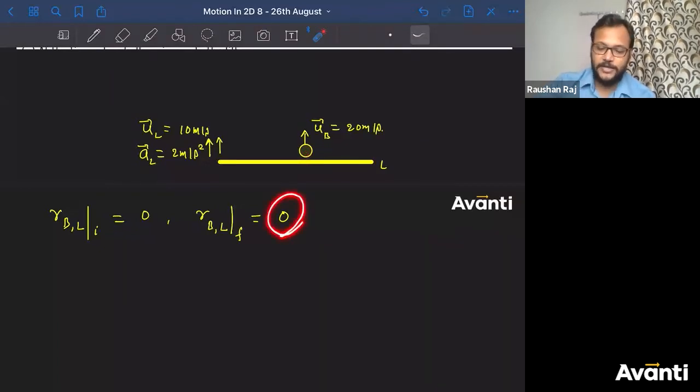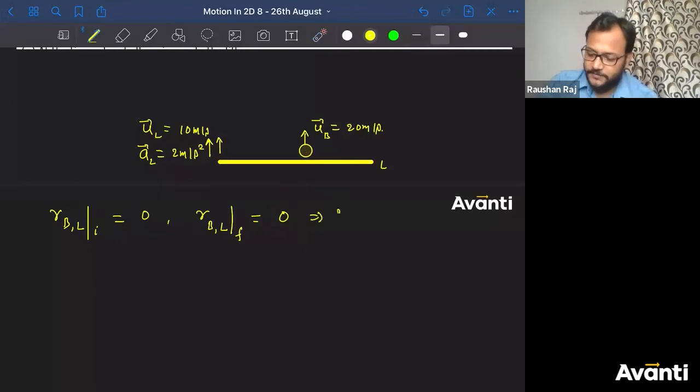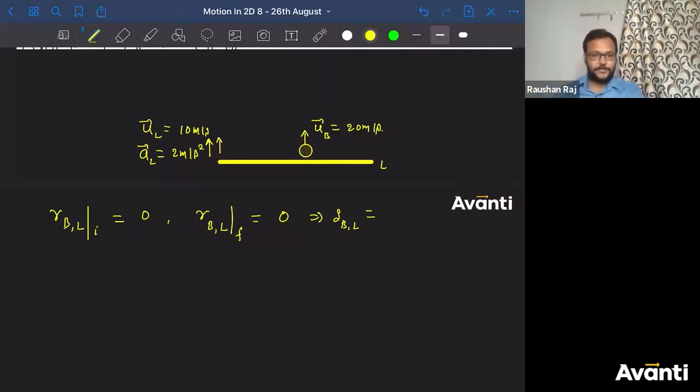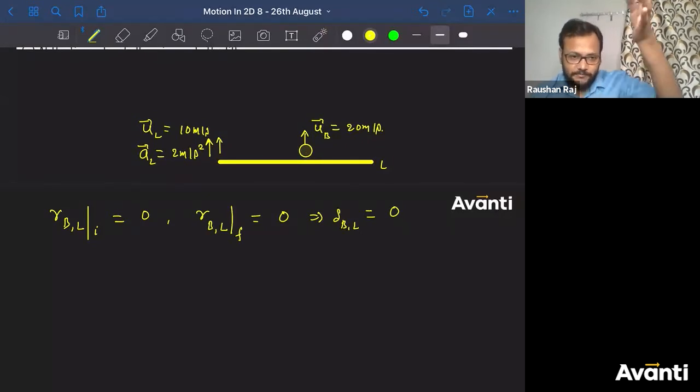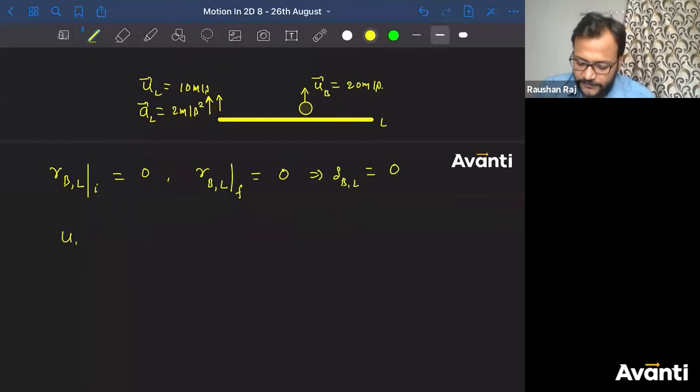So 0 likha maine. Tell me what is the displacement of ball with respect to lift during this motion? 0. So the ball has been projected from the lift, then again it has come back to the lift. Initial position was 0, final position is 0, so displacement is 0. All right. Tell me what is the initial velocity of ball with respect to lift?